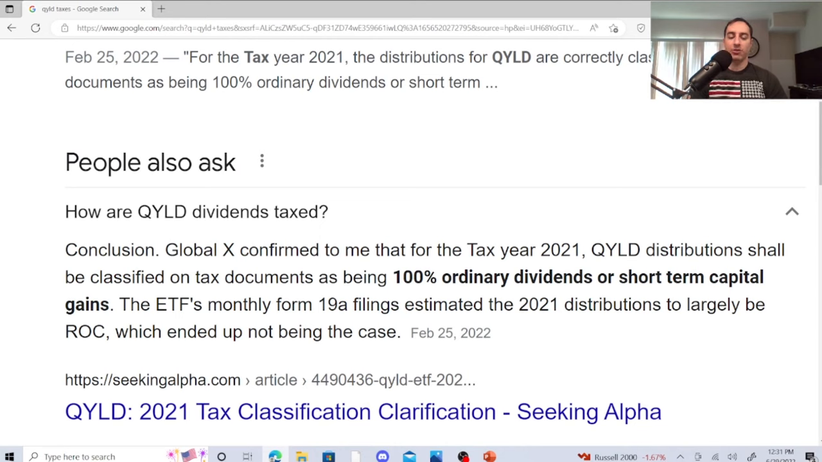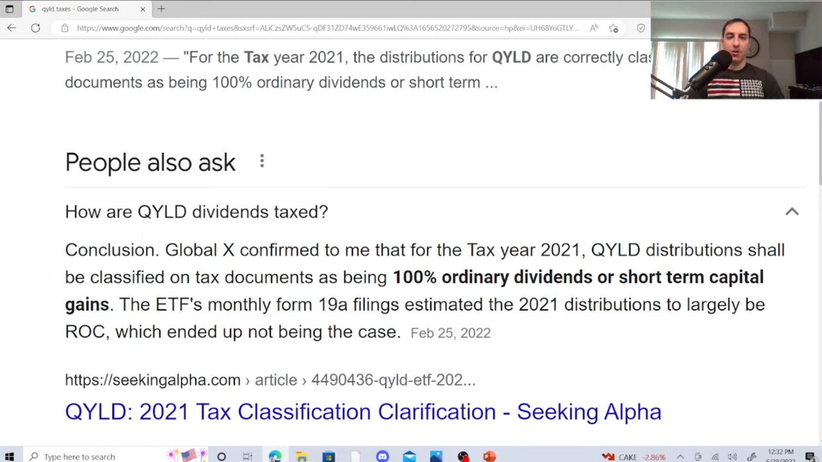The ETF's monthly Form 19a filings estimated 2021 distributions to be largely ROC, which ended up not being the case. So right there, there's a little bit of flaws, a lack of transparency. Taxes, that's a problem. Short-term capital gains or ordinary dividends, that's a problem.